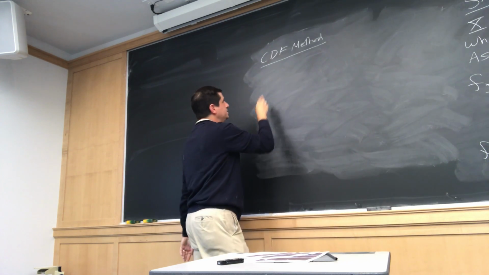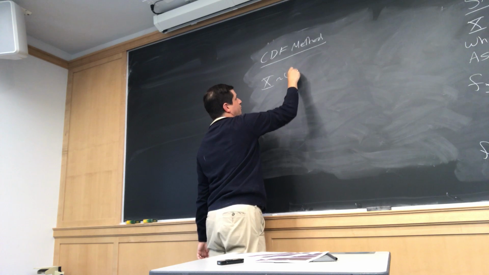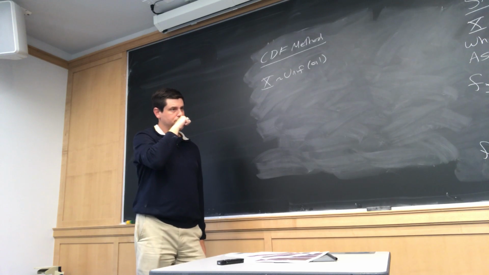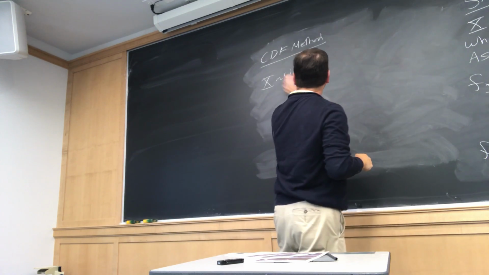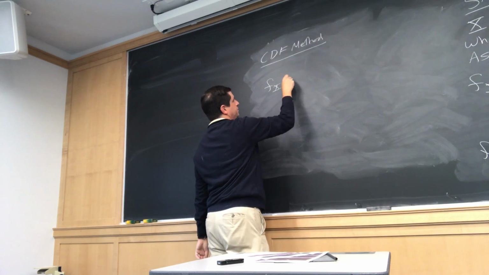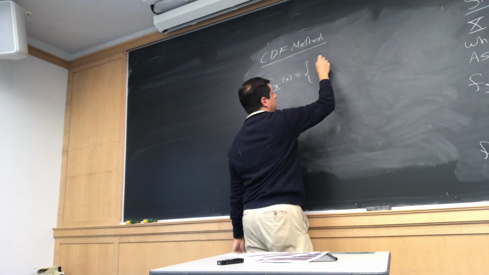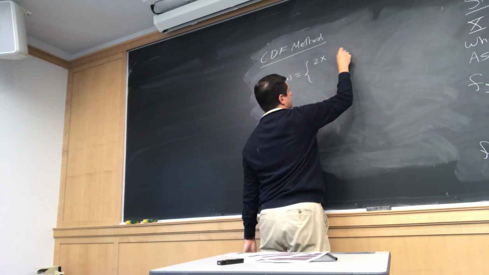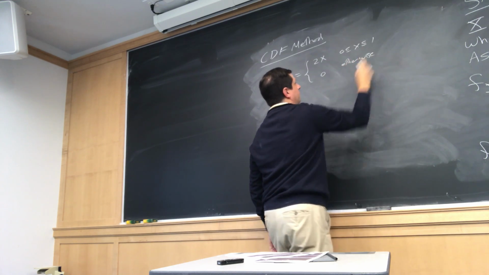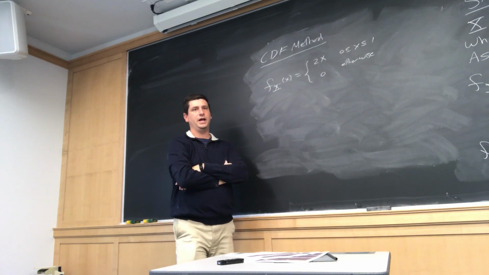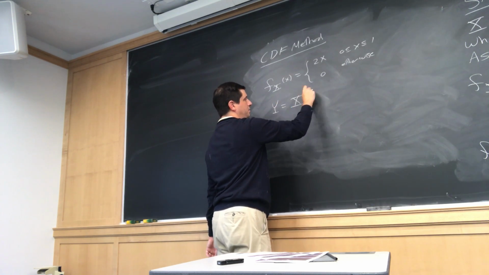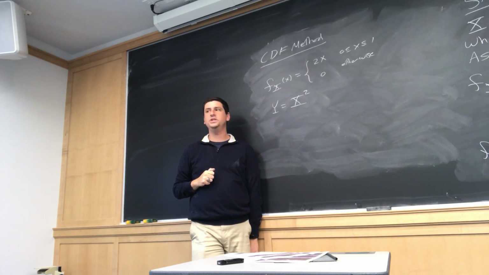So let's say x is uniform on 0, 1. No, let's do a little bit better. Let's say f_X(x) is equal to 2x for 0 ≤ x ≤ 1, and 0 otherwise. So this should be non-negative, and it integrates to 1. And I could say, let's let Y be X squared.